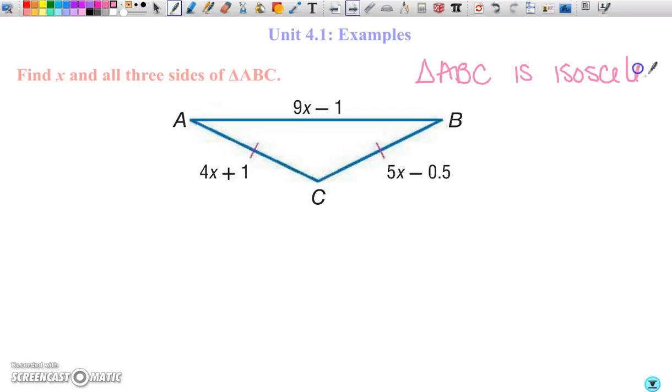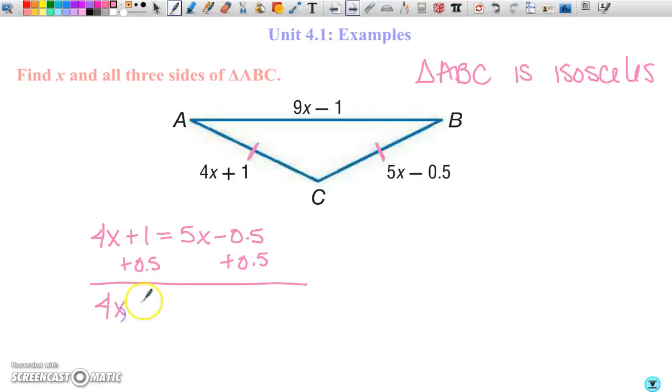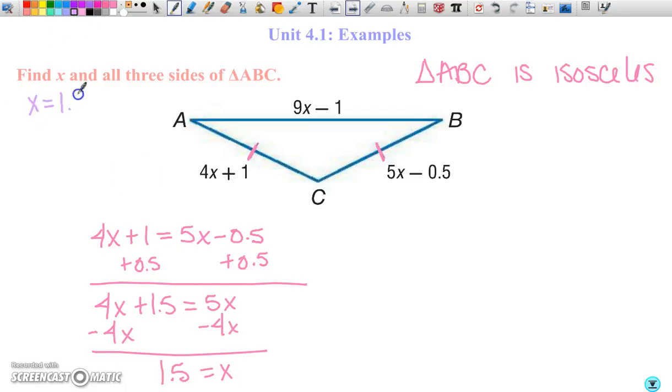Since it's isosceles and we have our congruent sides here and here, we can set those two equal to each other. So 4x plus 1 equals 5x minus 0.5. We would add 0.5 to both sides of our equation to get 4x plus 1.5 equals 5x, and then subtract 4x from both sides to get 1.5 is x. All right, so our x value is 1.5.